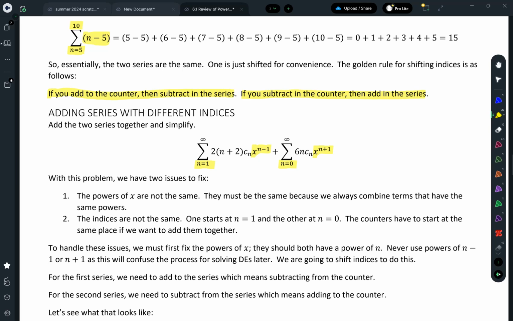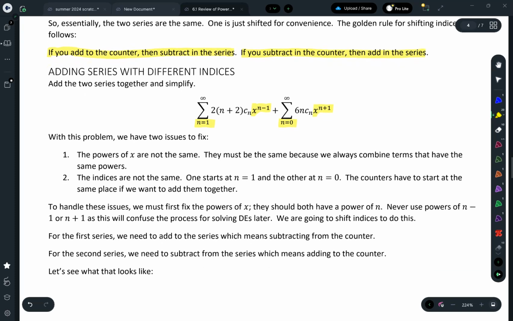So the first one we need to fix is the powers of x, and you do need to go in this order. If you go in the other order, you're going to undo the work you did. So we always fix the powers of x first, and they must be the same so that we can combine like terms. Okay, so we have same powers.